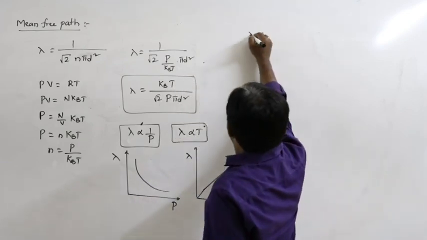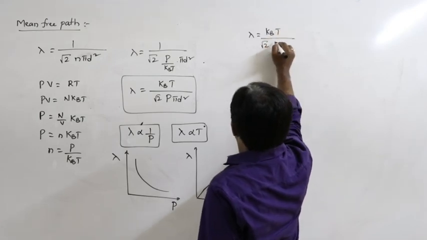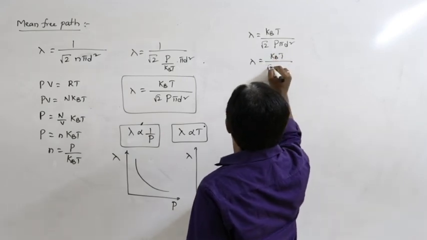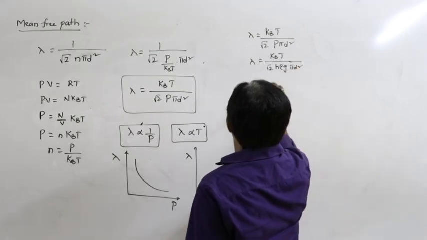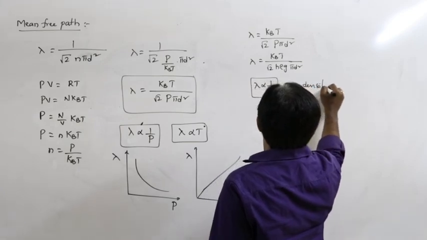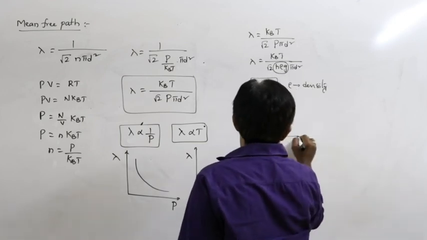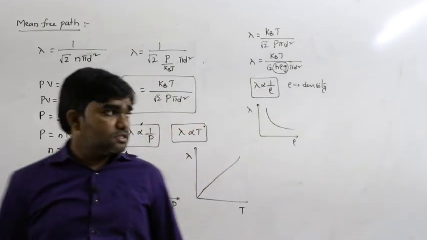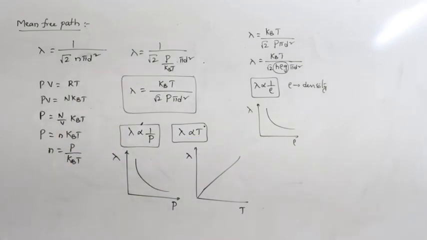So here lambda is equal to kBT by root 2 P pi d square. Pressure can be written as h rho g, so lambda is kBT divided by root 2 h rho g pi d square. That means lambda is inversely proportional to density, where rho is the density here. From this we can say the mean free path is inversely related to density. If the density is more, the mean free path is less. If the density is less, the mean free path is more. So this is about mean free path.